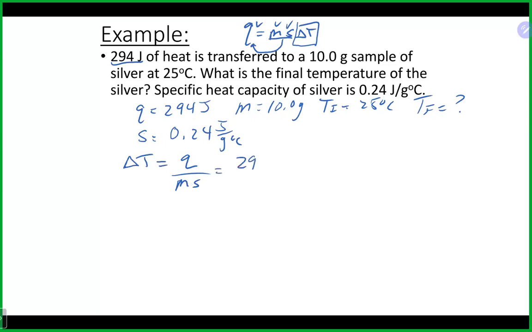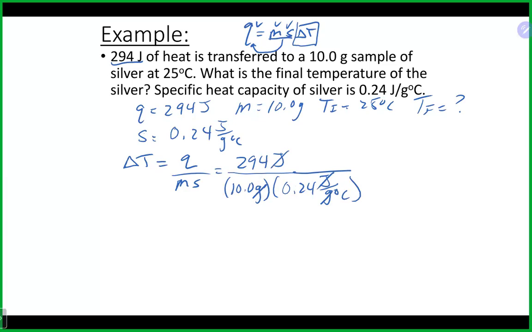We have 294 joules up on top, a mass of 10 grams, and our specific heat capacity of 0.24 joules per gram per degree Celsius. In terms of units, joules on top and bottom cancel, grams cancel, and we're left with degrees Celsius.